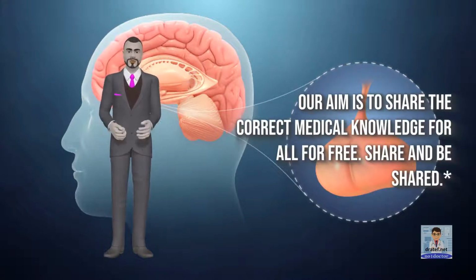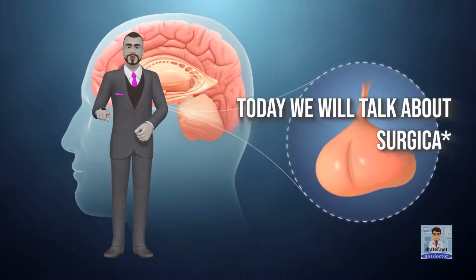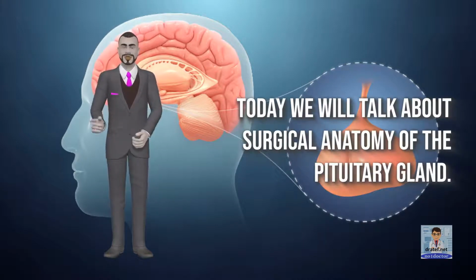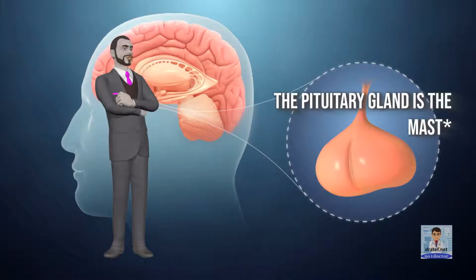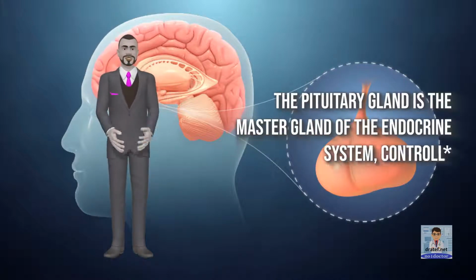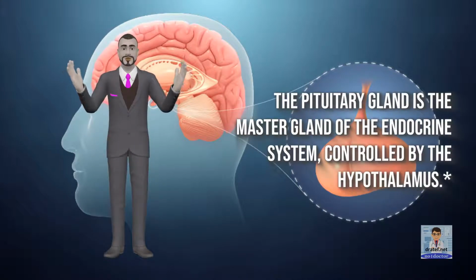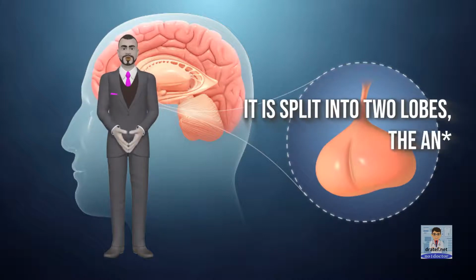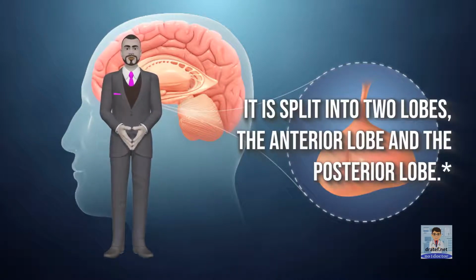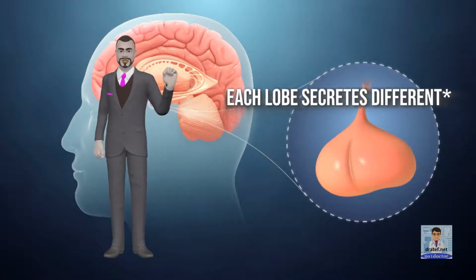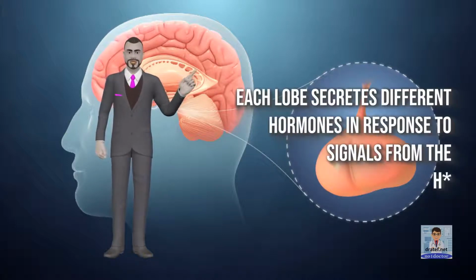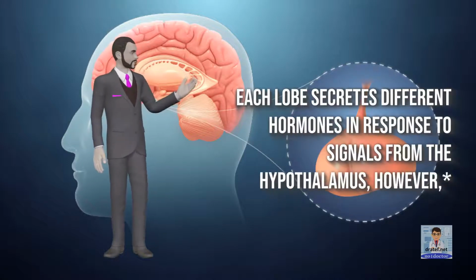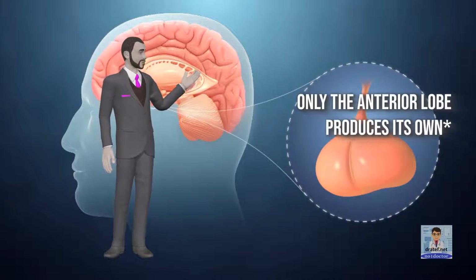Share and be shared. Today we will talk about the surgical anatomy of the pituitary gland. The pituitary gland is the master gland of the endocrine system, controlled by the hypothalamus. It is split into two lobes, the anterior lobe and the posterior lobe. Each lobe secretes different hormones in response to signals from the hypothalamus. However, only the anterior lobe produces its own hormones.